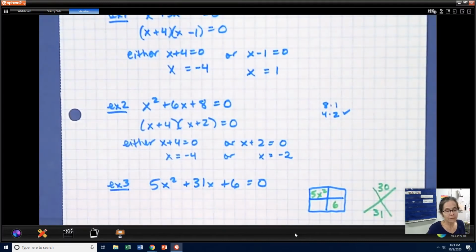Well, pretty obviously, the factors of 30 that add up to 31 are going to be the factors 30 and 1.